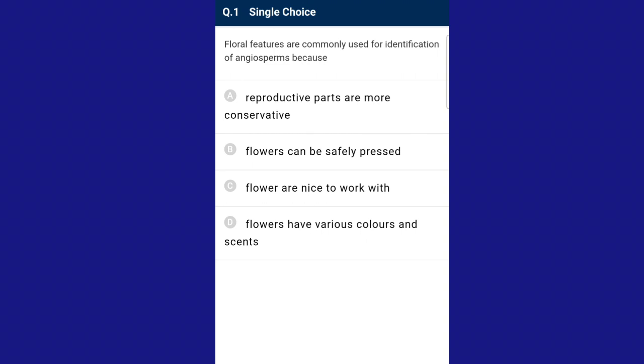Question number 1. Floral features are commonly used for identification of angiosperms because floral features are more preferred and used for classification of angiosperms as they are more conservative. They are stable and not affected by changing environmental conditions. So the answer for this question is option A. Reproductive parts are more conservative.